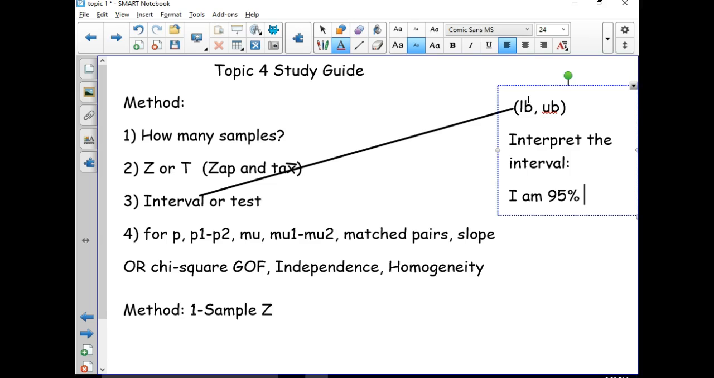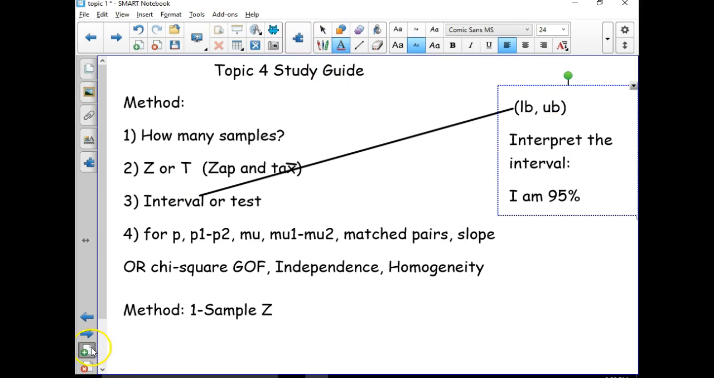Is that what Mr. James calls it, in the max? Okay, I call it the lower bound, upper bound. It doesn't matter.